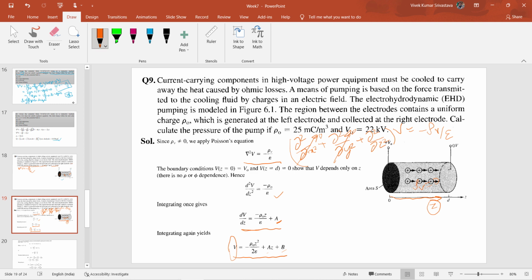So for finding out the value of a and b, we will use the boundary condition. Okay, so here in the question it is given that the charge is generated from the left electrode and collected from the right electrode, means at the left electrode the potential will be high, which is given in the question as well, that at the left electrode the potential will be plus V naught, whereas at the right electrode the potential will be 0. Okay, so we will use this boundary condition for finding out the value of a and b.